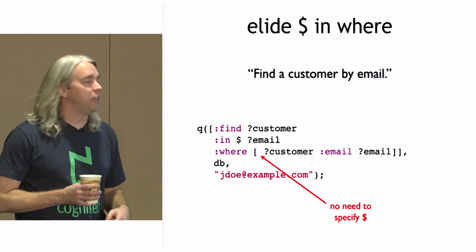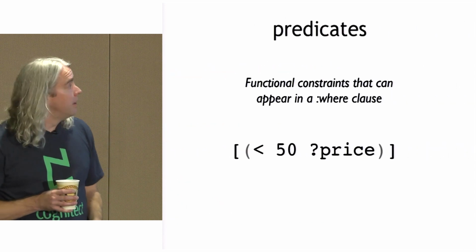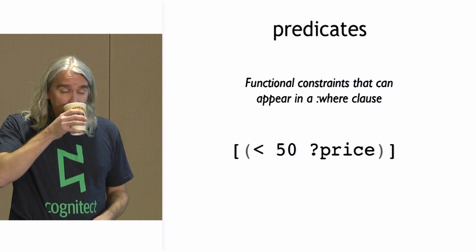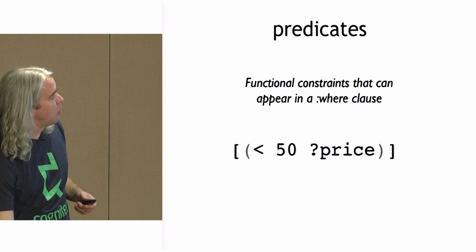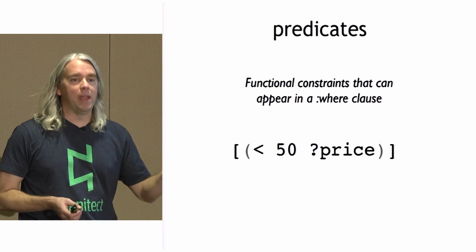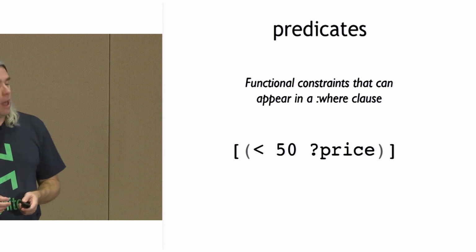We need the ability to do things like predicates. So I want to say find only the prices that are greater than 50. So this is a predicate pattern. This appears in a where clause. And this says, given that we have a bunch of prices, I only want the ones that 50 is less than.